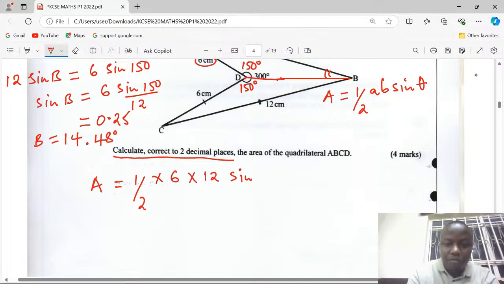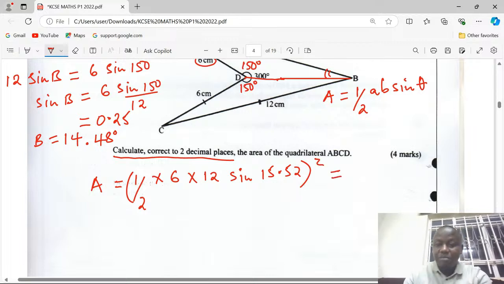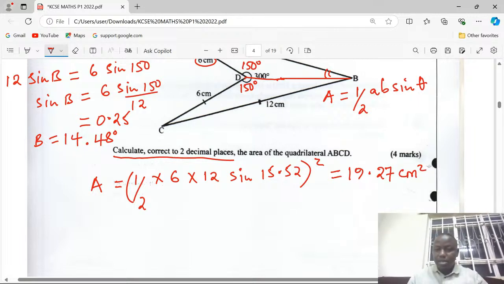The sine of the angle is 15.52, but now due to the other similar triangle, I have to multiply by 2. This will give me exactly, after computing, 19.27 square centimeters. 19.27 square centimeters.